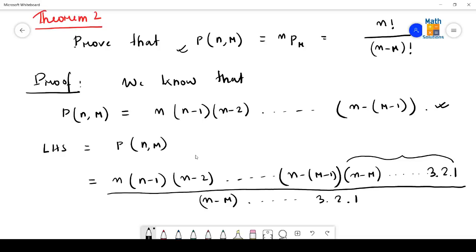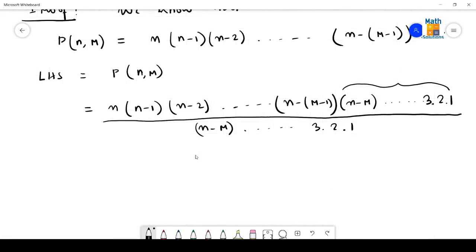So after this, I can reduce this step into the form of the numerator as n factorial and the denominator as what? n minus r. Then if it continues up to 3, 2 and 1, ultimately this will give us the factorial of n minus r, and this is the required right hand side. So this is the right hand side. Hence proved. This is the second important theorem.